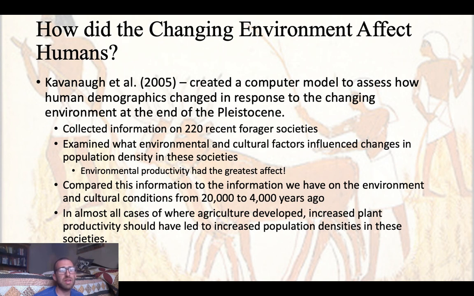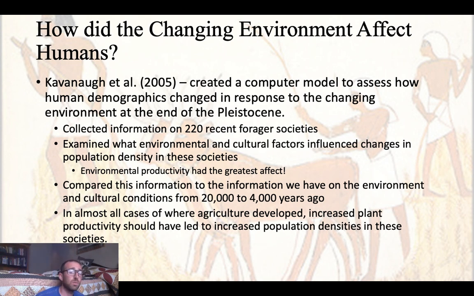Well, in 2005, Kavanaugh and others, if you see et al., that just means "and others." So Kavanaugh and others in 2005 created a computer model to assess how human demographics would have changed in response to this changing environment at the end of the Pleistocene. What they did is they collected information on 220 recent forager societies. And then they examined the environmental and cultural factors that changed the population density and population sizes in these societies. Right? And they found that of all these factors, environmental productivity had the greatest effect.